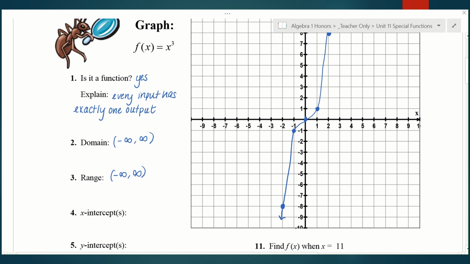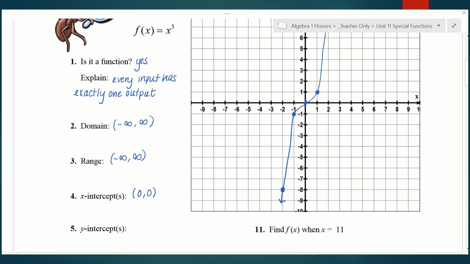X-intercepts. So it looks like there is one x-intercept, one place where this graph crosses the x-axis, and that's at 0, 0. Y-intercept, same thing, one of them, 0, 0.